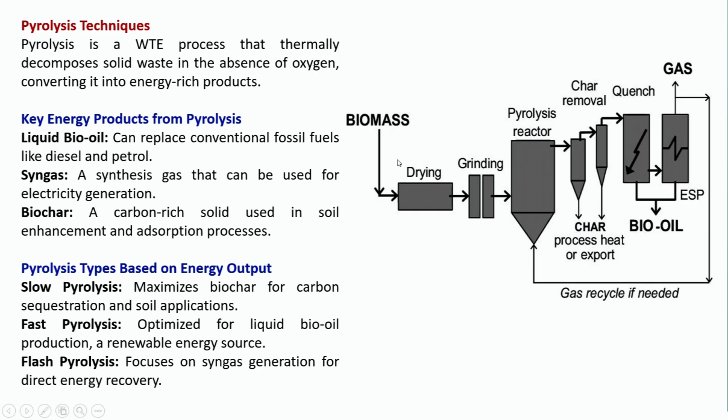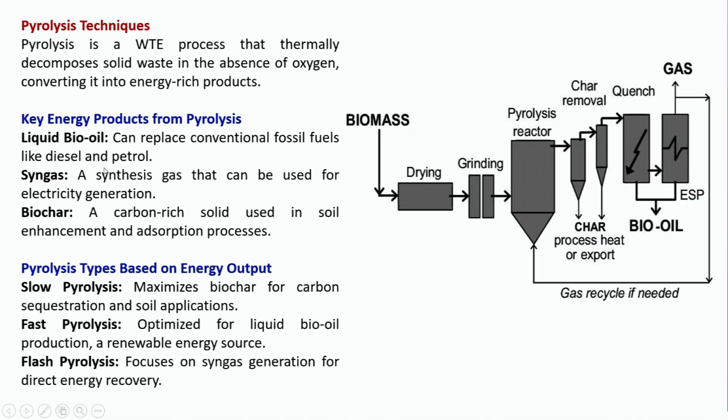You can see over here how this waste is put into drying beds, then grinding, and then put into your pyrolysis reactor. And then the char removal is done, that biochar which I mentioned, right? And this is brought out from the system, and then you have your bio-oil, and then finally your biogas. And then gas recycling, if it is needed, is also done.